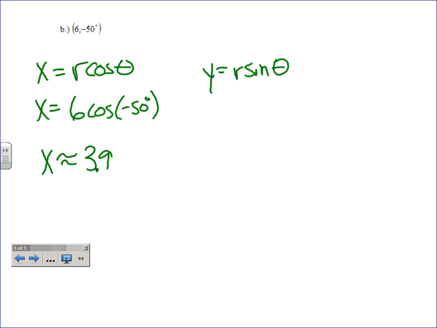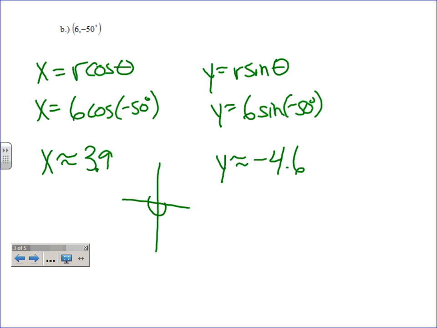And then over here, it'd be y equals 6 sine of negative 50 or 310. And y is approximately negative 4.6. Now let's see if that makes sense. If we had a bunch of circles on here, negative 50 is down here somewhere, correct? And then plus 6 would be out in here somewhere, right? So 3.9, negative 4.6 is at least in the same quadrant? Yeah. Okay, and so that's why you are actually getting the exact same point. Any questions?